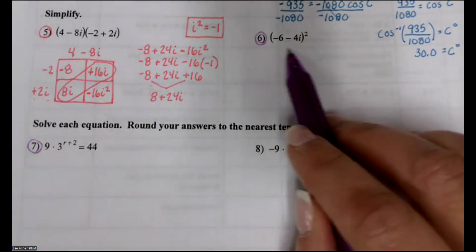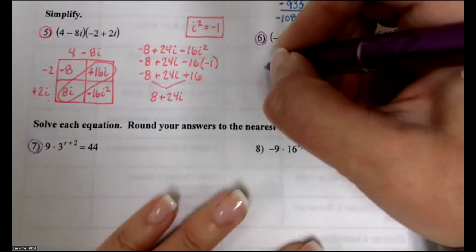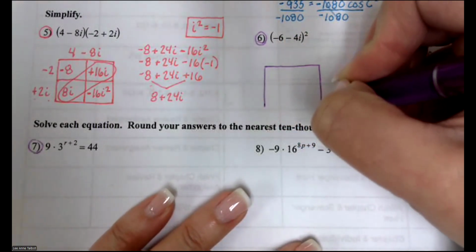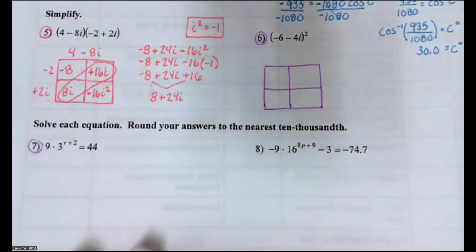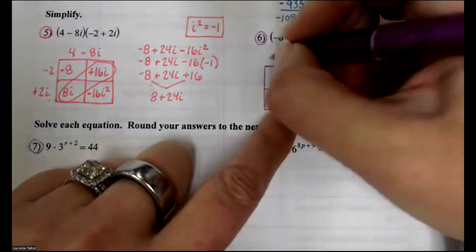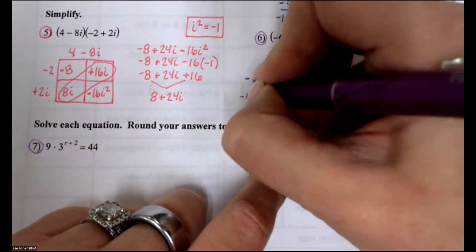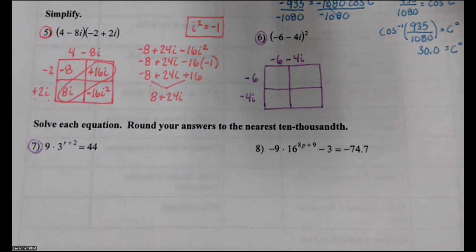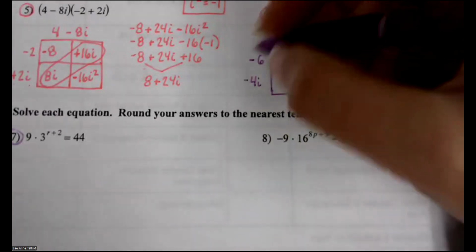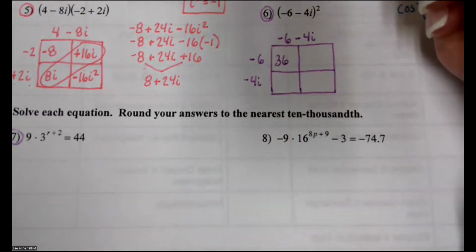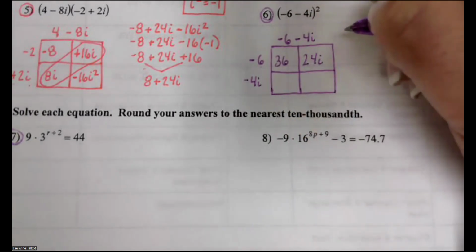Okay. The only difference between this one and this one is that I have two of the same thing. So I'm gonna make my 2 by 2 box again, and put -6 minus 4i on the top and the side. Okay, -6 times -6 is positive 36. -6 times -4i is positive 24i.